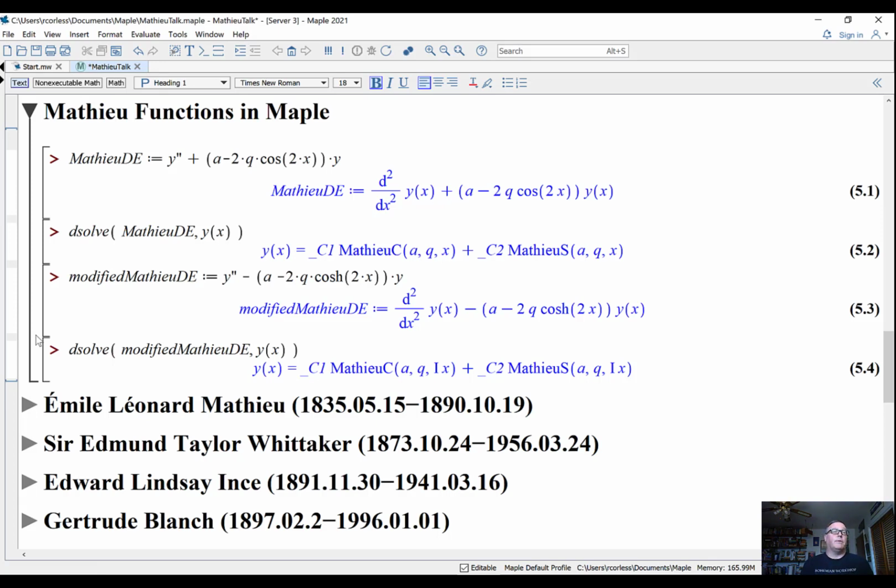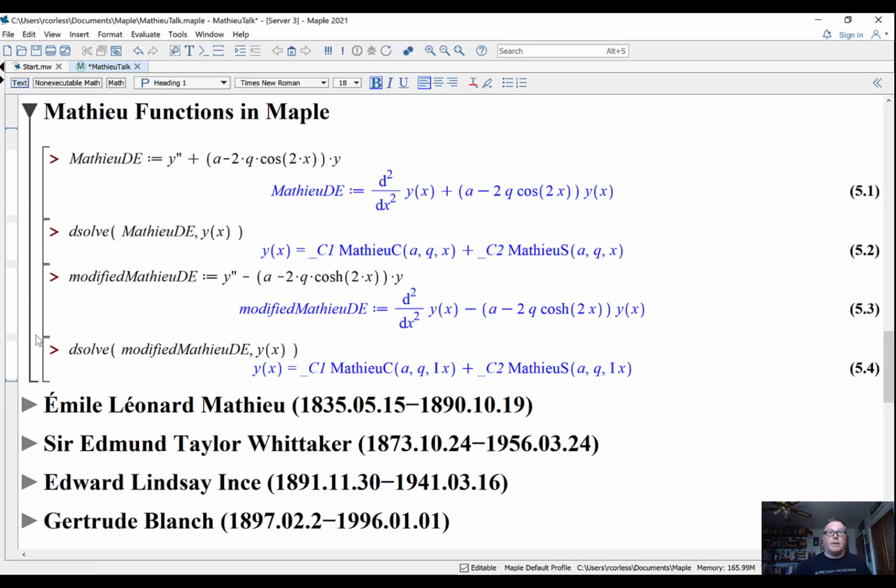So when you solve the Mathieu differential equation, you get Mathieu C and Mathieu S. Mathieu C is like a cosine, Mathieu S is like a sine. Mathieu C has value 1 when x equals 0, and its derivative with respect to x is 0 when x equals 0. Mathieu S is 0 when x equals 0, like a sine, and its derivative with respect to x when x equals 0 is 1. Great. Now, if we look at the modified Mathieu differential equation, instead of a minus 2q cosine, it's got a minus a minus 2q hyperbolic cosine. But otherwise, a very similar looking equation.